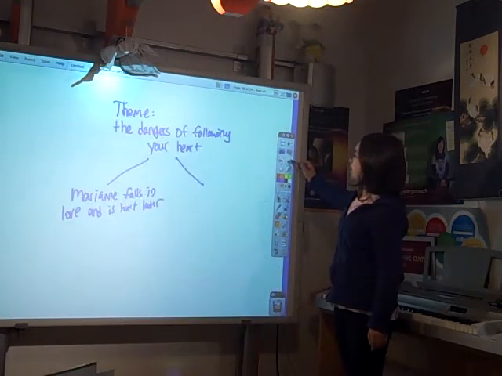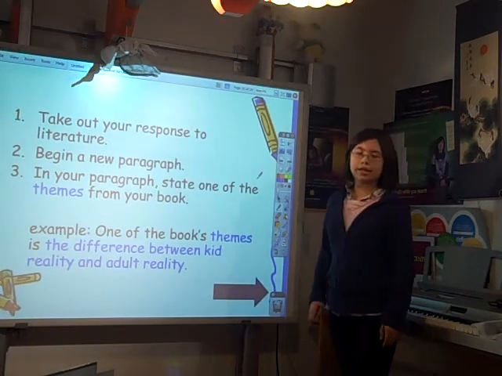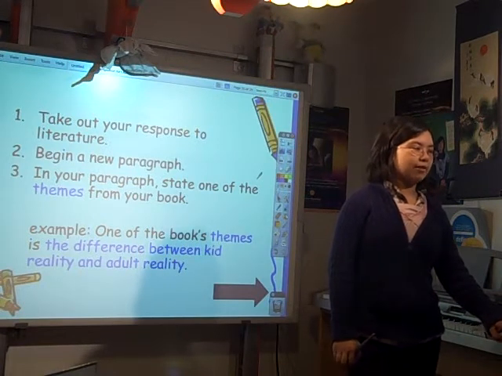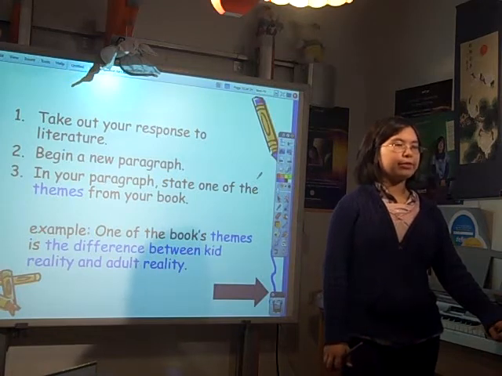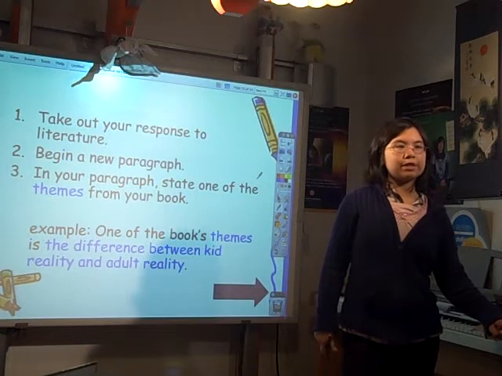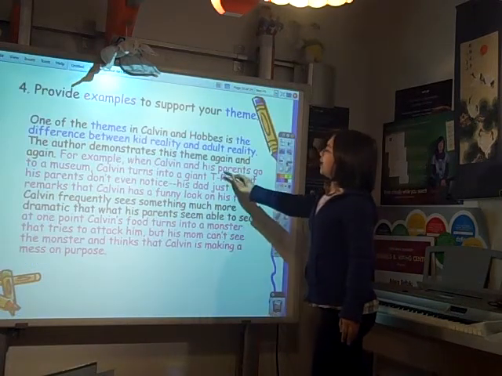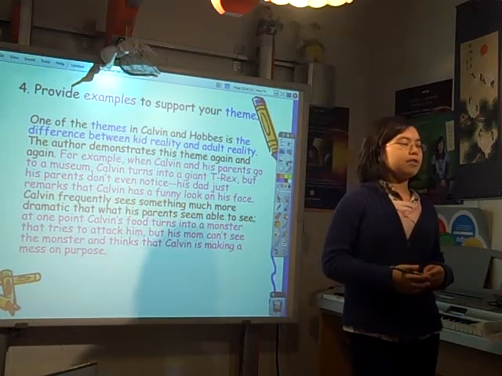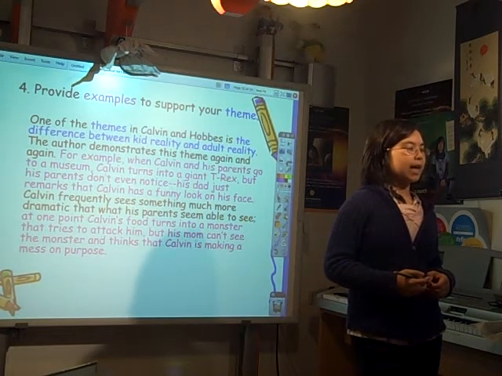Alright, so now that we've done a little bit of practice with theme and an example, here is the project. Take out your response to literature, those of you who have it. Begin a new paragraph, and this paragraph will be about theme. So for instance, I would write, one of the book's themes is the difference between kid reality and adult reality. Provide examples to support your theme. So one of the themes in Calvin and Hobbes is the difference between kid reality and adult reality. The author demonstrates his theme again and again.